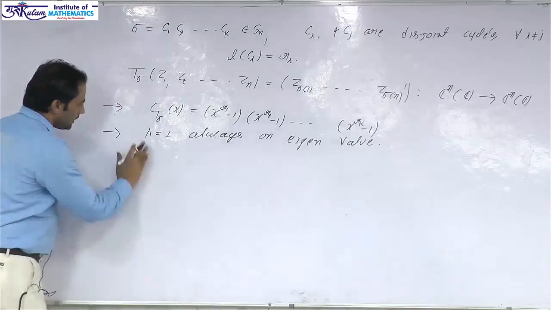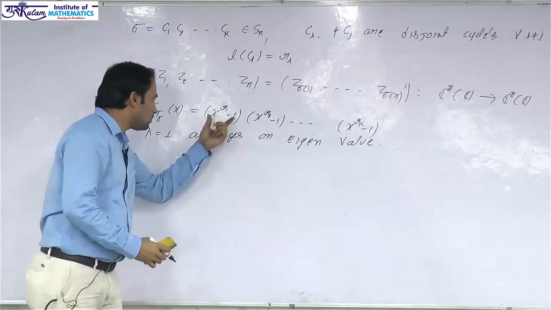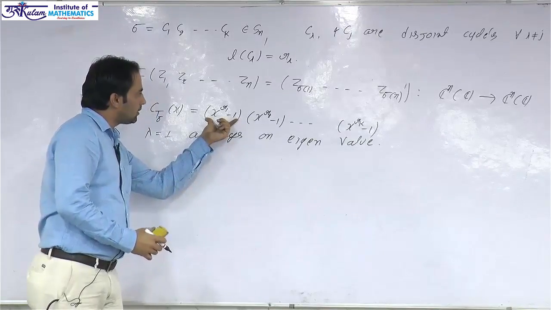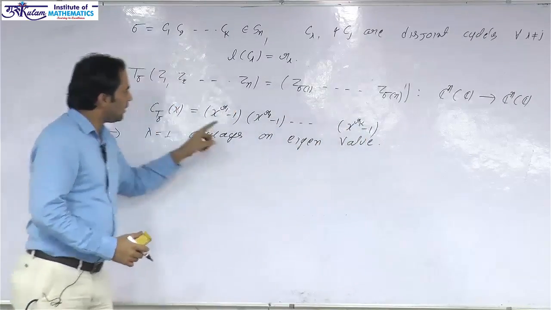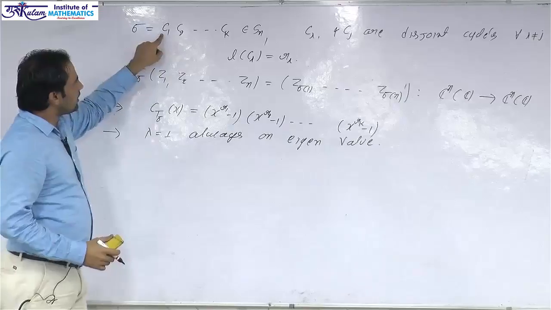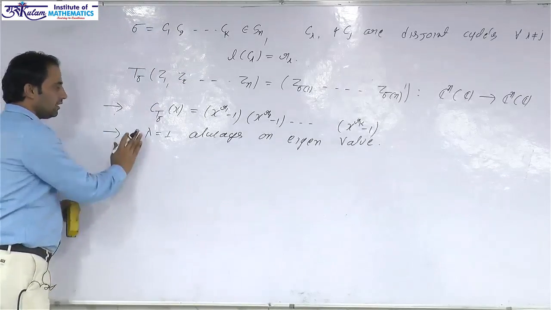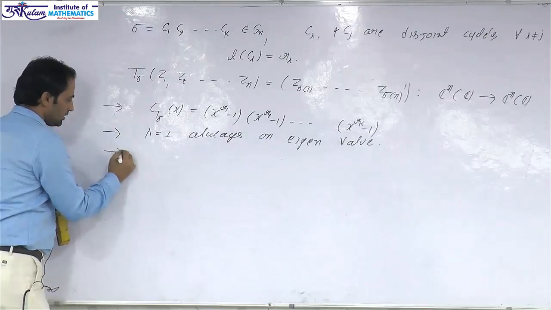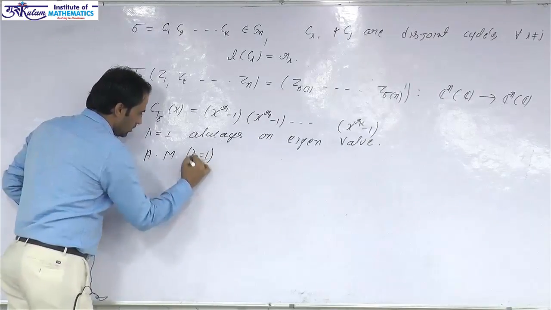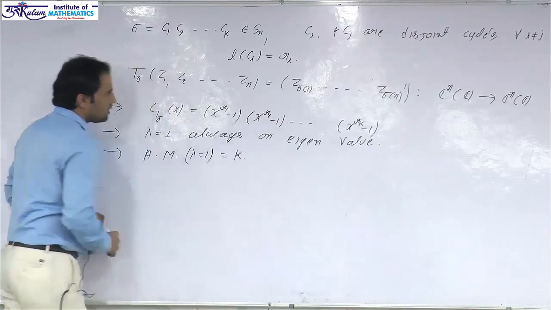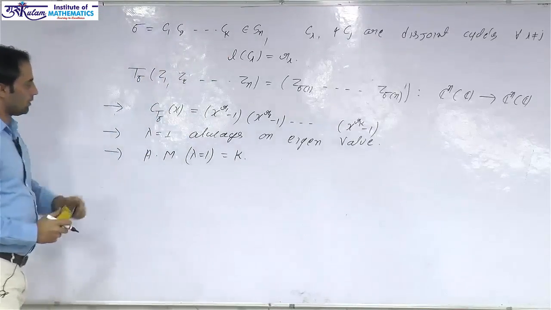Further, the algebraic multiplicity of lambda equal to 1: lambda equal to 1 is a root of this factor, also a root of this, also a root of this. So the number of disjoint cycles in the cycle decomposition of sigma represents the algebraic multiplicity of 1. That is, the algebraic multiplicity of lambda equal to 1 is always k, where k is the number of disjoint cycles in the cycle decomposition of sigma.